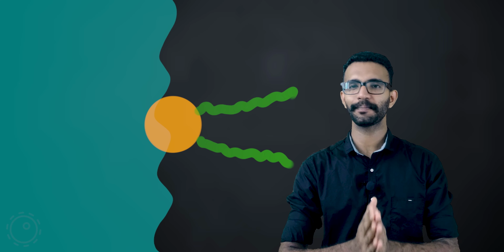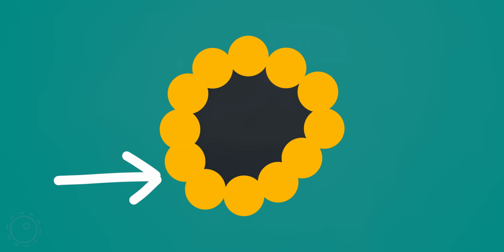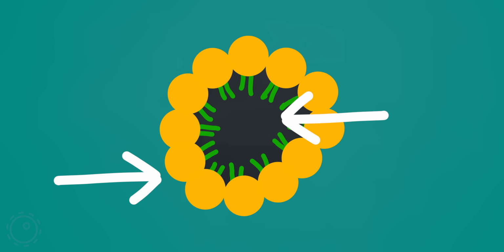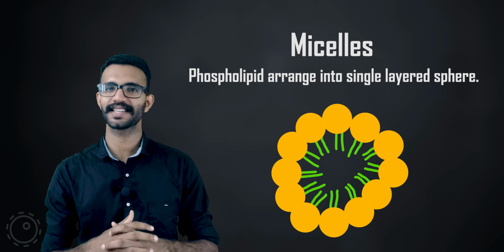When the phospholipid molecule is exposed to water, the water-loving phosphate part will stay in contact with water, and the water-hating lipid part will stay away from water. In order to do that, they form a sphere-like structure in which the hydrophilic phosphate groups are present on the outer side, and the hydrophobic lipid is present on the inner side, safe from the water. Such a construction is known as a micelle, and as you might have imagined, the inner side of a micelle is also hydrophobic.